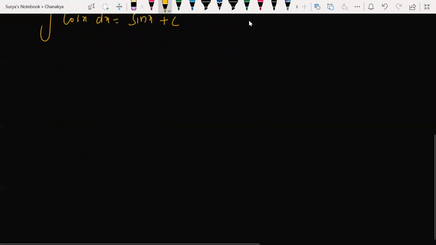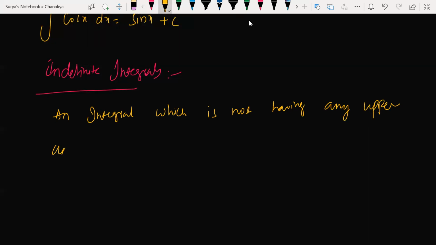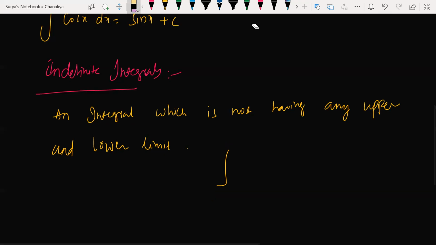I hope you got an idea of what that is. So indefinite integral is nothing but an integral which does not have any upper and lower limit. This is how I denote integrals. This is the way of denoting an integral. This is my lower limit, this is the upper limit. You won't have any kind of upper and lower limit in indefinite integrals.